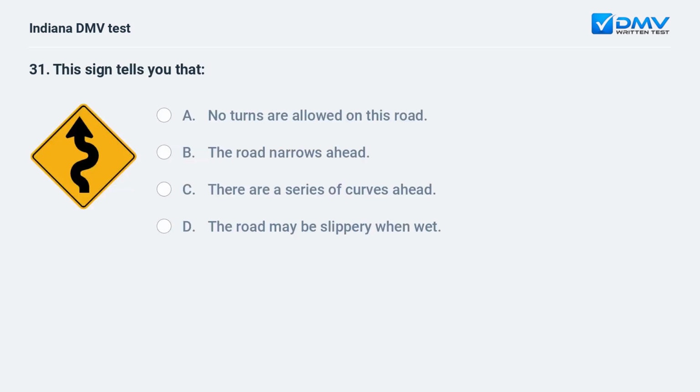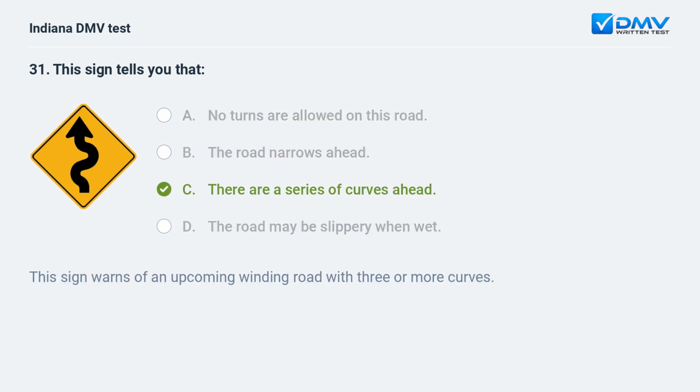This sign tells you that A. No turns are allowed on this road. B. The road narrows ahead. C. There are a series of curves ahead. D. The road may be slippery when wet. C. There are a series of curves ahead.